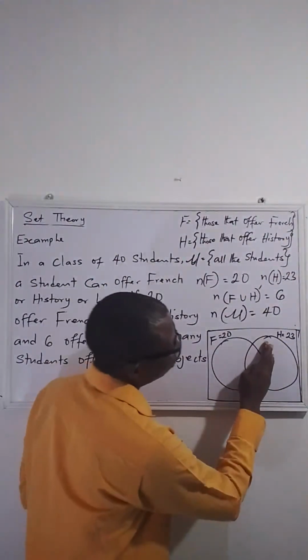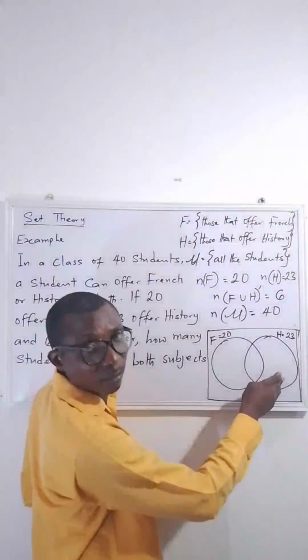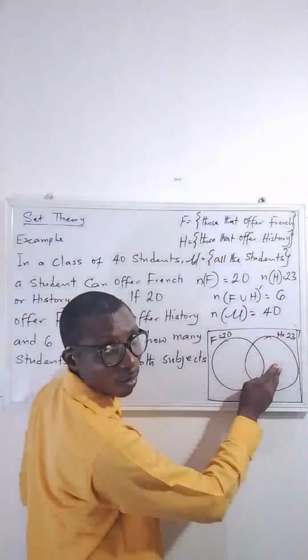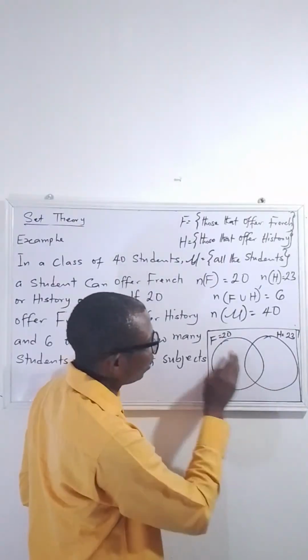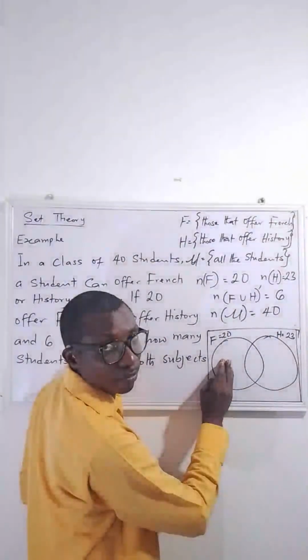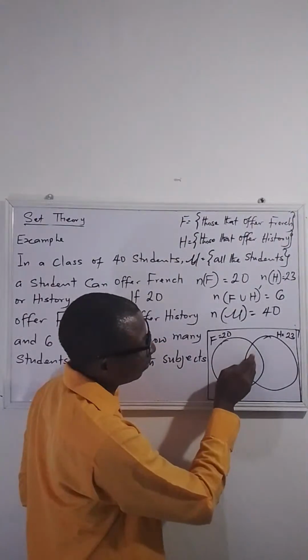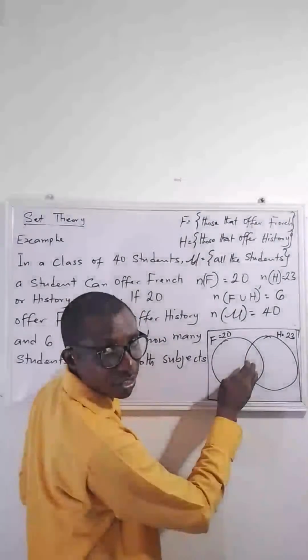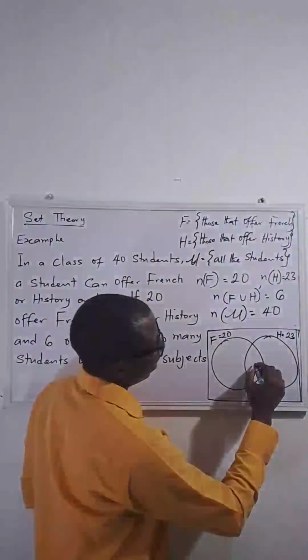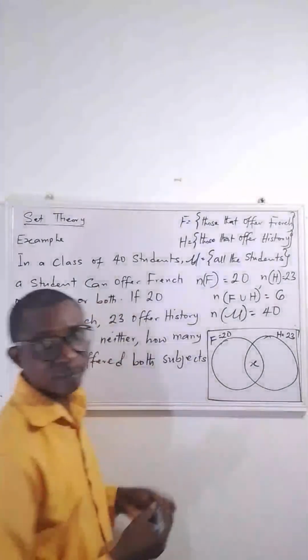When you look at this region, there is no French here. So any student found in this area offers history only. Any student found here offers French only. But any student found here offers both French and history. That is what we are looking for, we don't know it, so we can represent that with X.